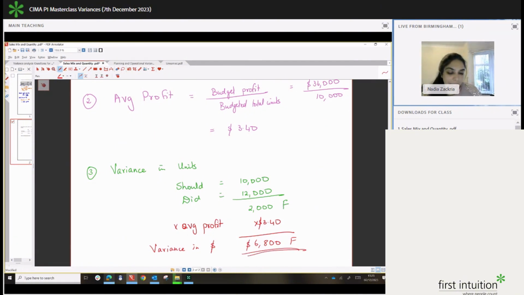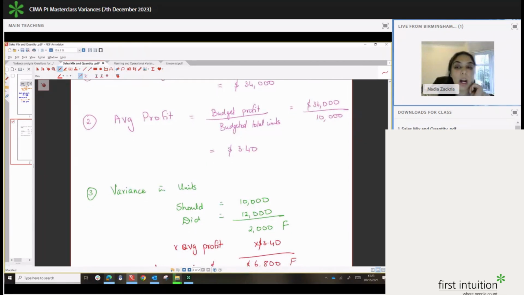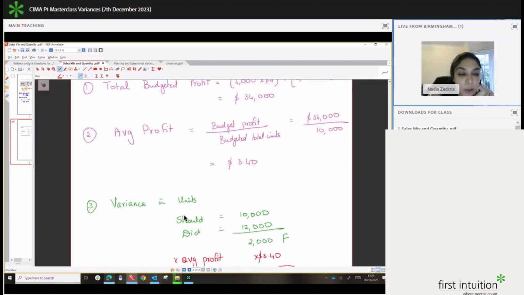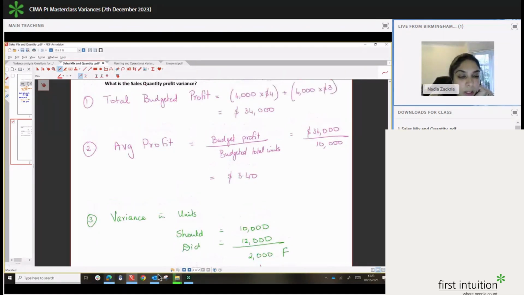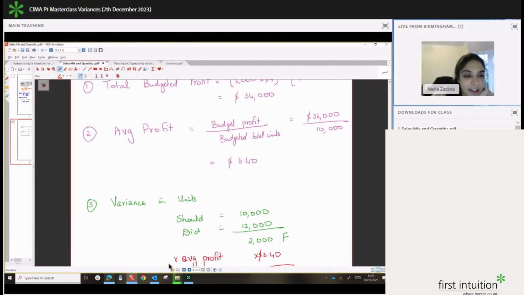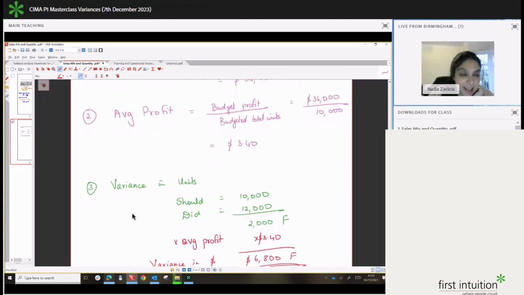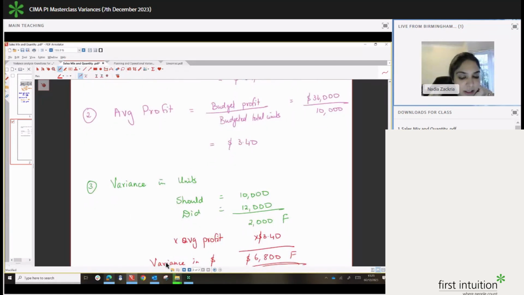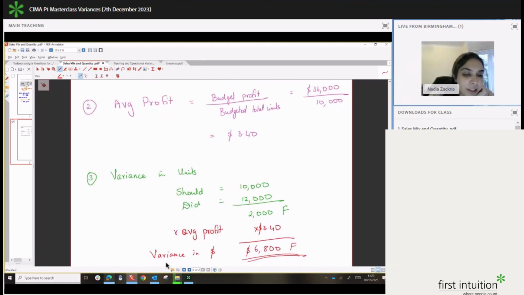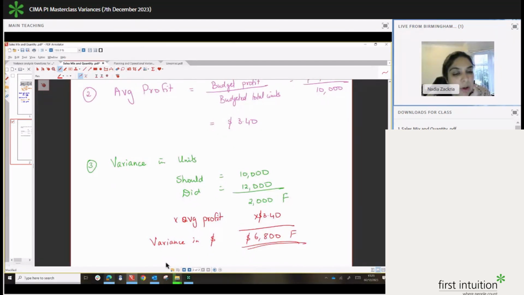Okay, 3-step method. Work out your total budgeted profit. Use that to calculate the average profit, which is nothing but your total budgeted profit divided by the total budgeted number of units to give you the average budgeted profit for both products, because we're looking at 2 different products here. Work out your variance in units. Use the average profit to convert it into a variance in dollars.